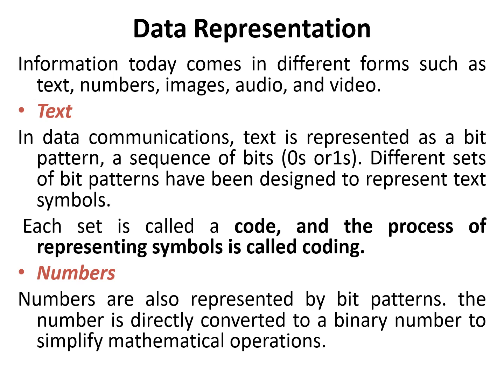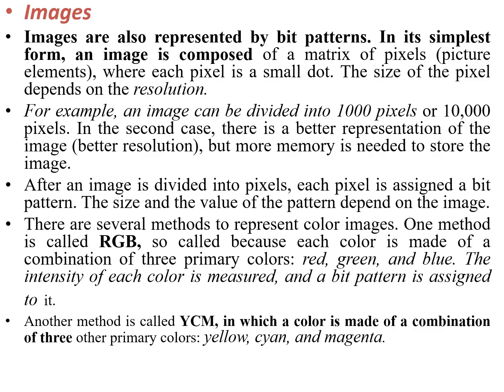The data can also be in the form of numbers, and the numbers are represented by these bit patterns. The numbers can be directly converted into binary numbers, which simplifies some of the mathematical operations. The data can also be represented in terms of images, and these images are also represented by bit patterns. The simplest form of an image comprises a matrix of pixels, and each pixel looks like a small dot. The size of the pixel depends on the resolution.